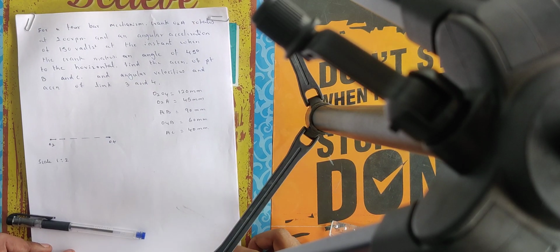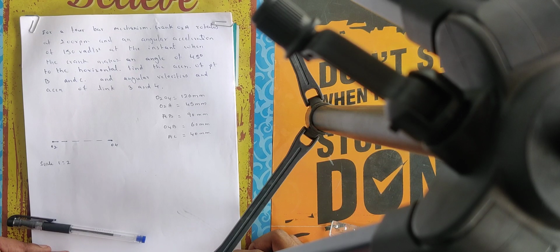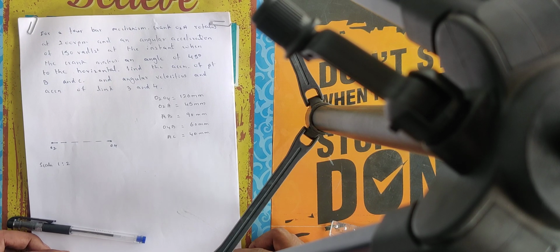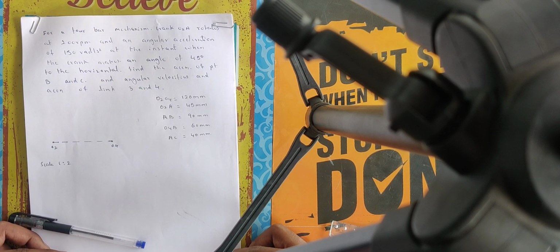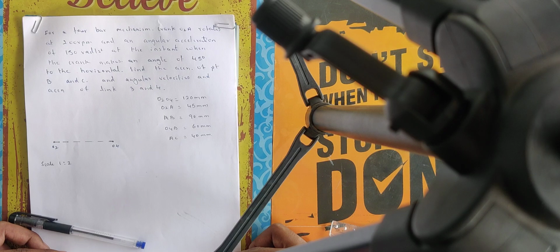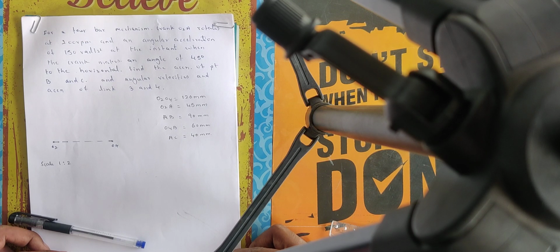The problem definition says that a 4-bar mechanism in which crank O2 rotates at 200 rpm and also has an angular acceleration of 150 radians per second square at an instant, when the crank makes an angle 45 degree with respect to the horizontal. What has to be determined is the acceleration of point B and C and the angular velocities and accelerations of link 3 and link 4.